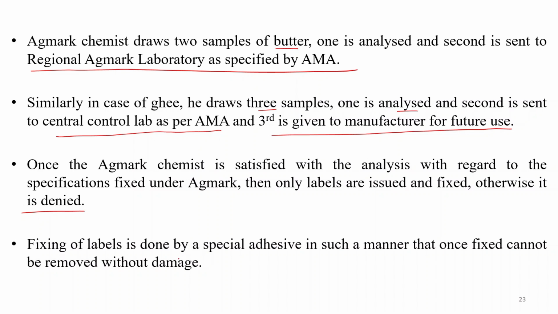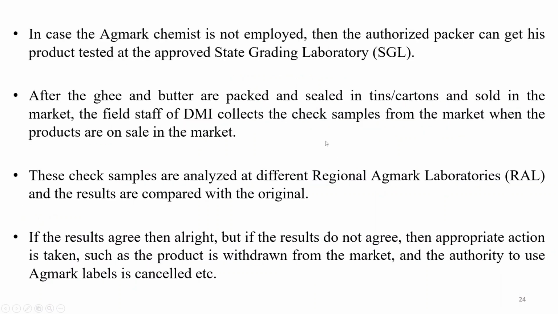Now fixing of labels is done by special adhesive in such a manner that once fixed, it cannot be removed without damage or tampering. In case the AGMARK chemist is not employed, then the authorized packer gets his product tested at the approved state grading laboratory. After the ghee and butter are packed, sealed in clean cartons and sold in the market, the field staff of DMI can collect check samples from the market when the products are on sale.